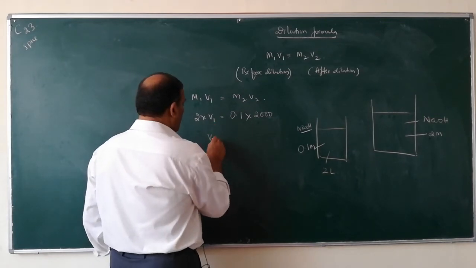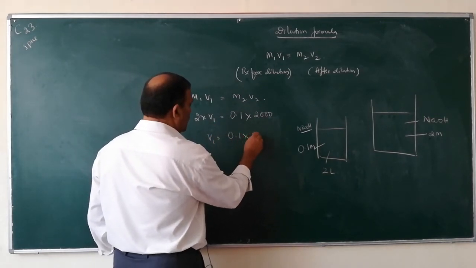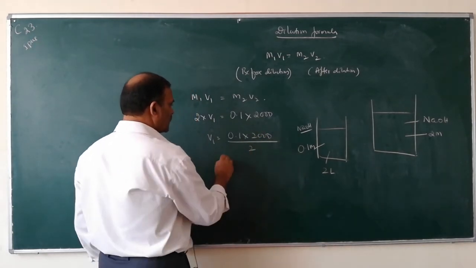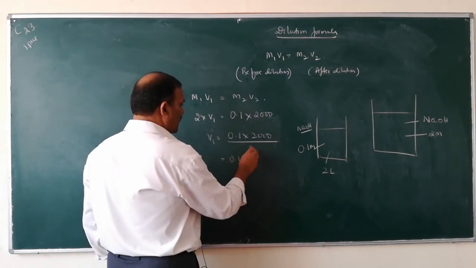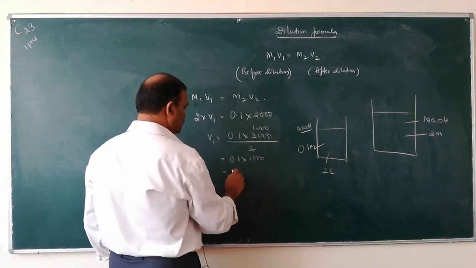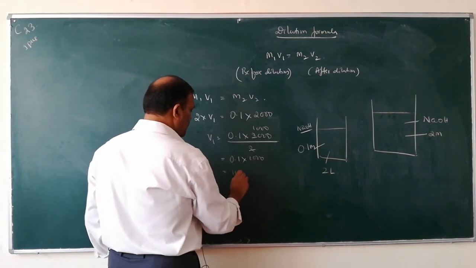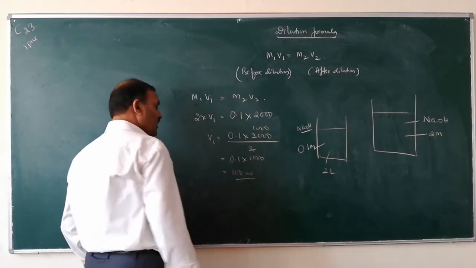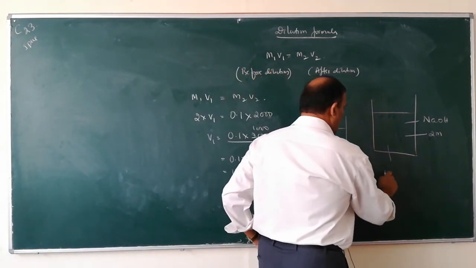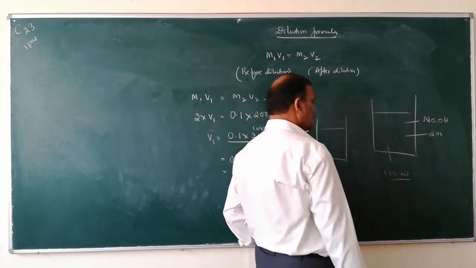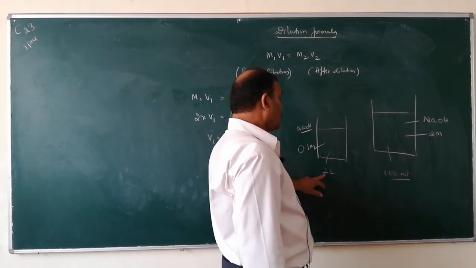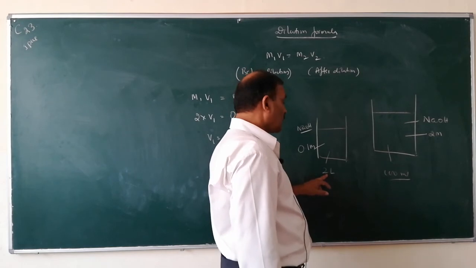Now we have to calculate V1, which is equal to 0.1 into 2000, because 2 liters means 2000 ml, divided by 2. So this equals 0.1 into 1000, which is 100 ml. What is the meaning of this? 100 ml of the concentrated solution is diluted to 2000 ml or 2 liters.